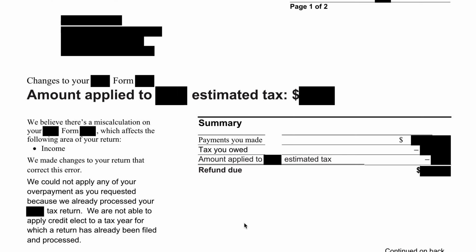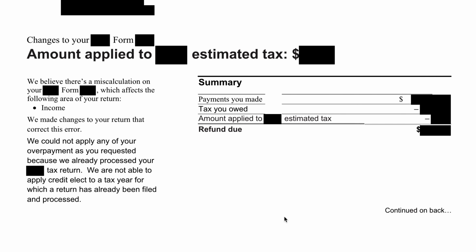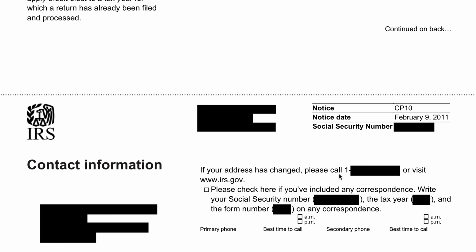So, my guess is they'll probably be issuing you a check. But here in the summary field, it would show how much you paid, the tax you owed, and then how much was applied to whatever estimated tax for the upcoming tax year, and then the difference would be a refund that the IRS owes you.